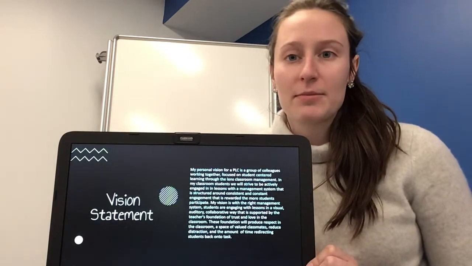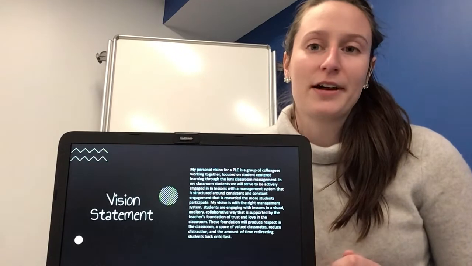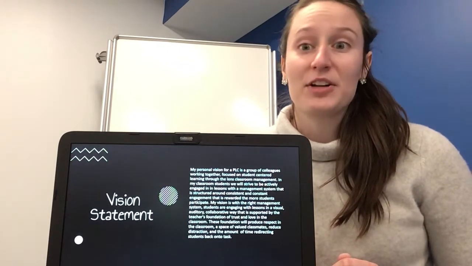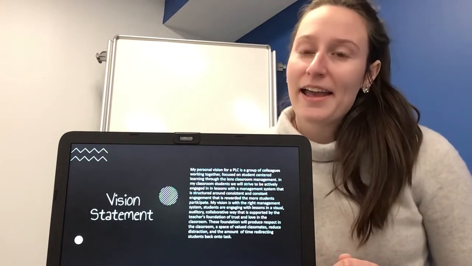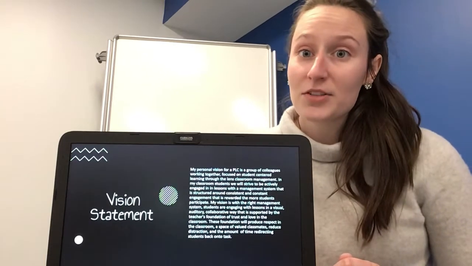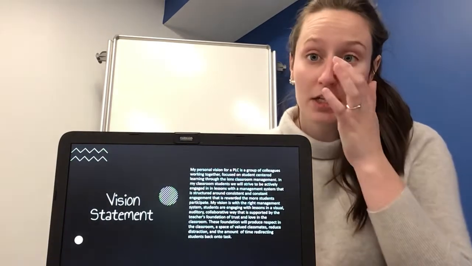So in my vision statement, I talk a lot about how teachers are having to do a lot of redirecting and repeating themselves for students that lose interest or are not paying attention.